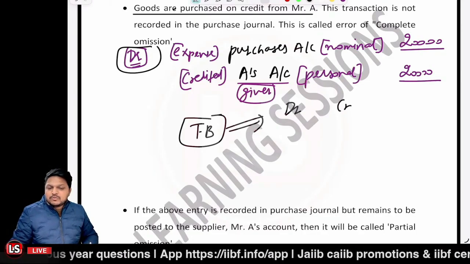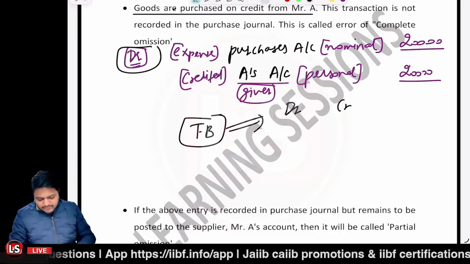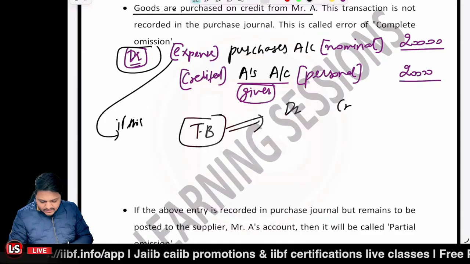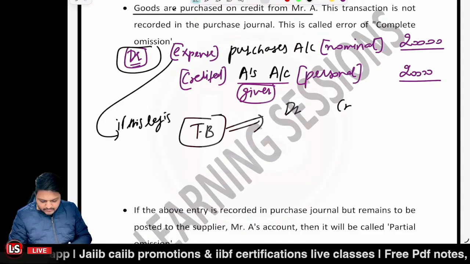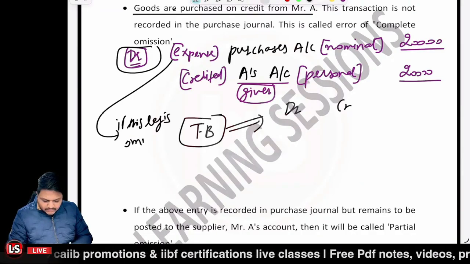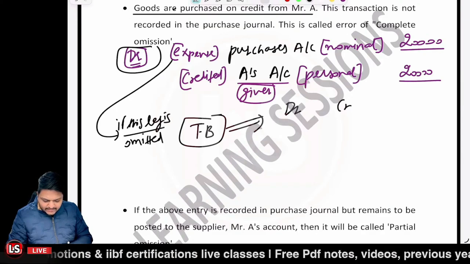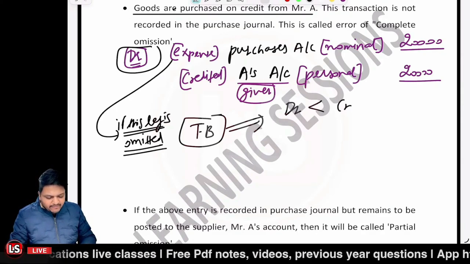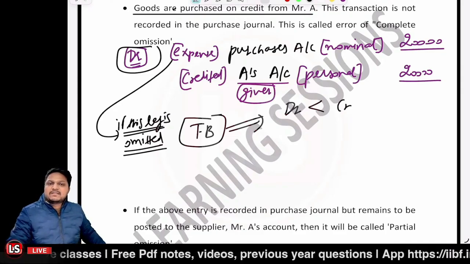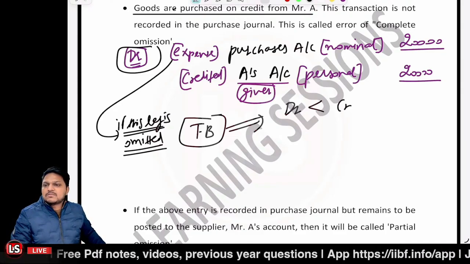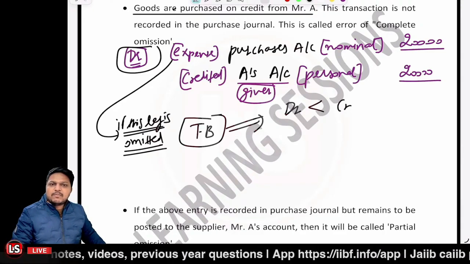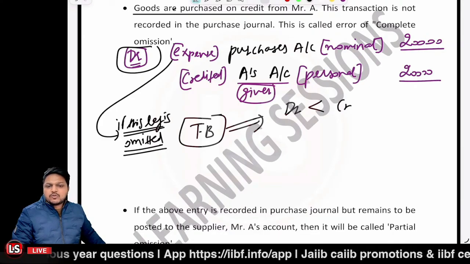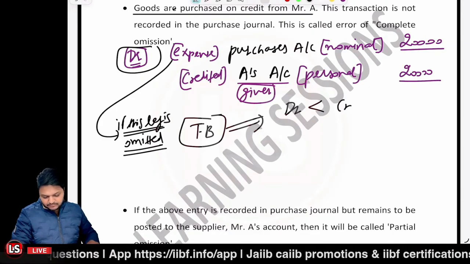I'm giving you the scenario that if this particular purchases entry is omitted, only this particular debit leg, then definitely the credit side will be more than the debit side by 20,000 rupees, right?